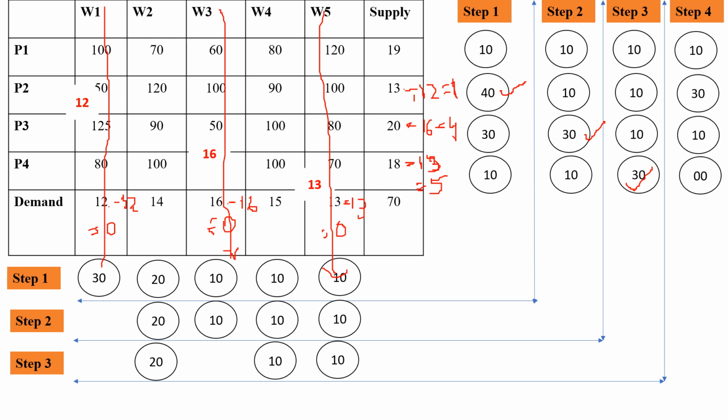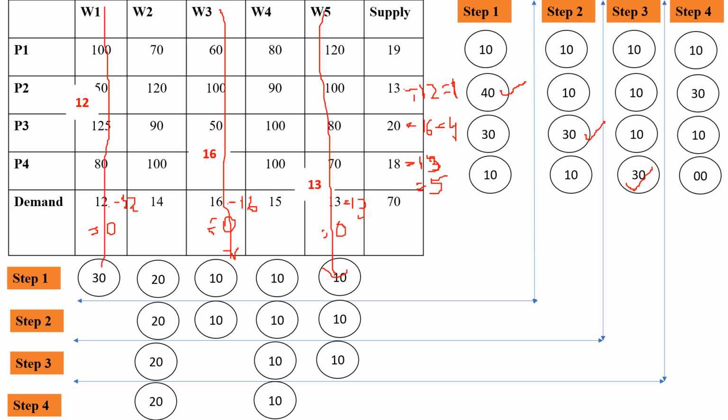In step 4, what is left? In P1, that is 70, 80, difference 10. P2, 120, 90, difference 30. P3, 90, 100, difference 10. In this way, in step 4, you will find the maximum difference in P2, that is 30. Out of 120 and 90, the lowest one is 90.